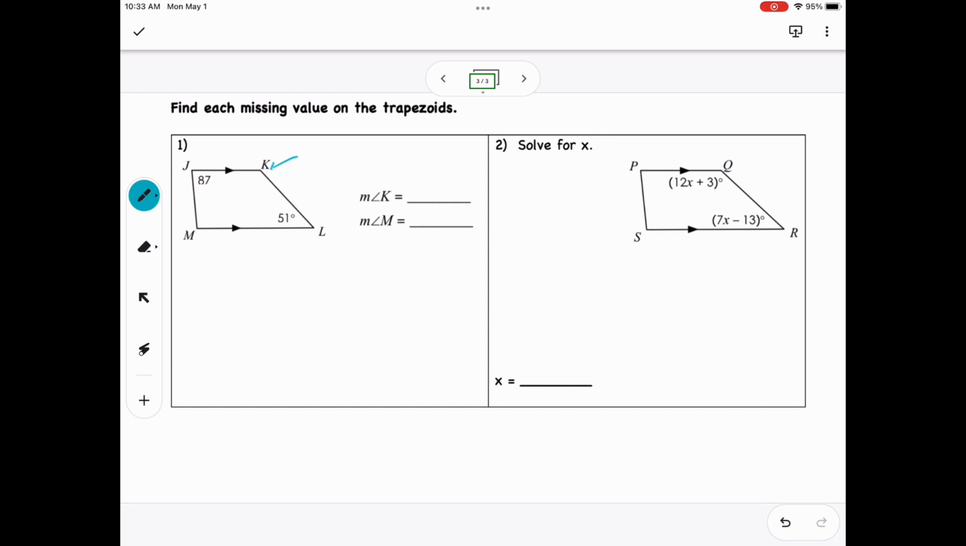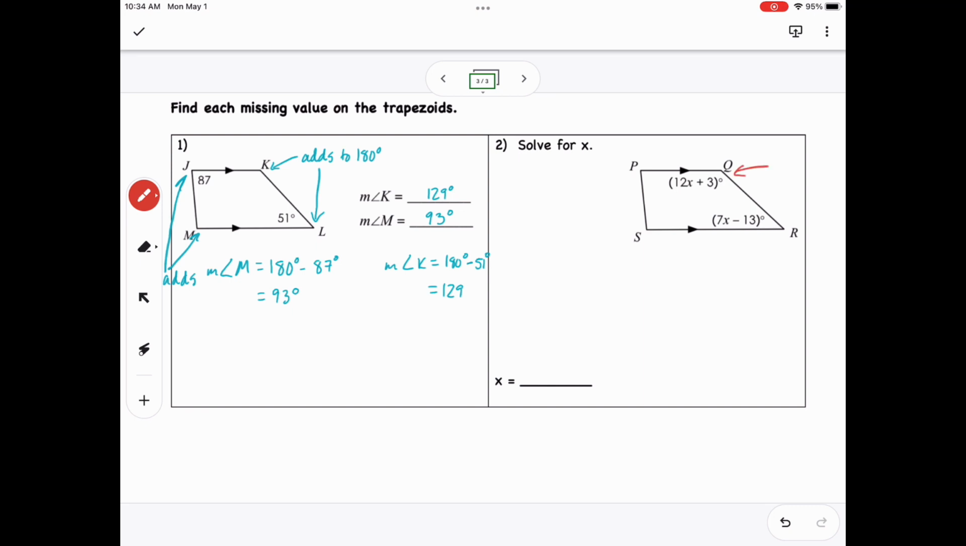So here we would like to find the missing values on these trapezoids. Angle K and angle L are supplementary. Angle J and angle M add up to 180 degrees as well. So given the two values that we have, for angle J, I can use that value of 87 degrees to find what the measure of angle M is, which is 93 degrees. And doing the same thing to find angle K, take 180 minus 51 degrees, it gets me 129 degrees for my two respective angles.